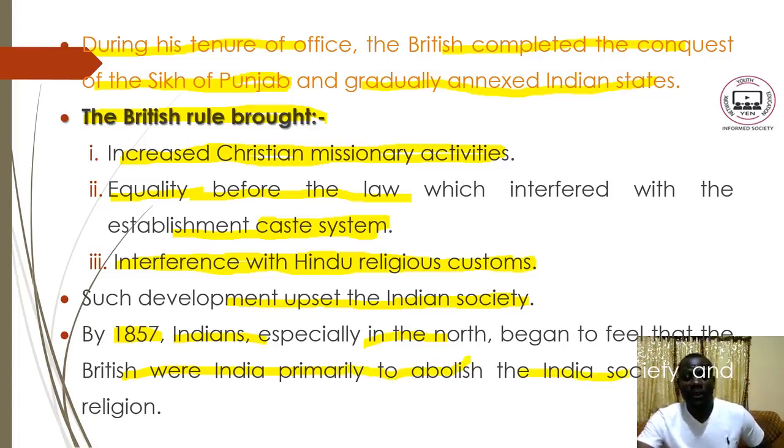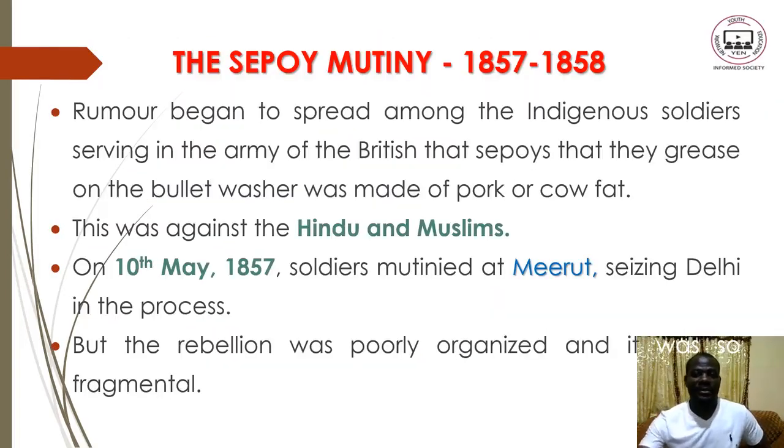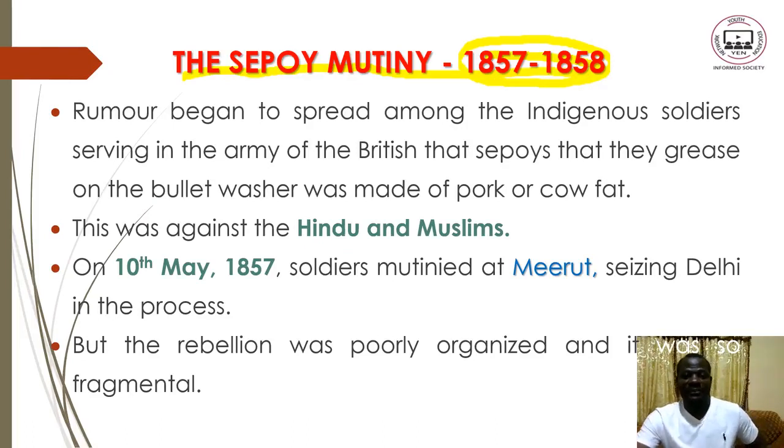So they felt that, all right, the presence of the British here, they have nothing to do here but to stop, to wipe out the Indian society and the religion. So they felt very bad. So there was what was called the Sepoy Mutiny between 1857 and 1858.